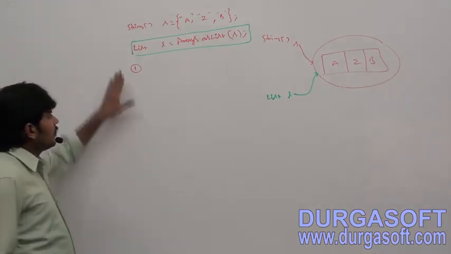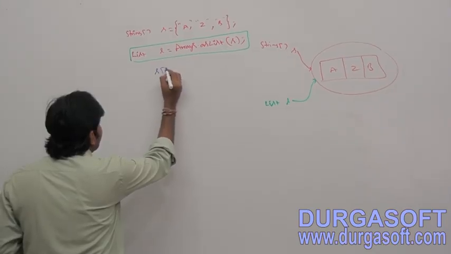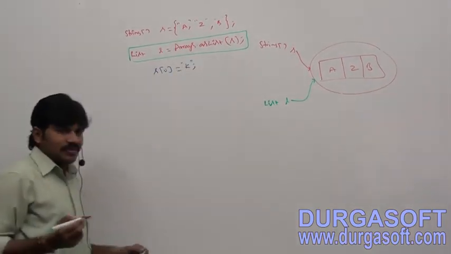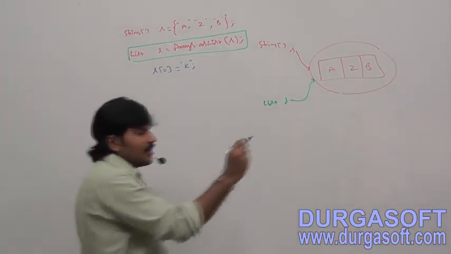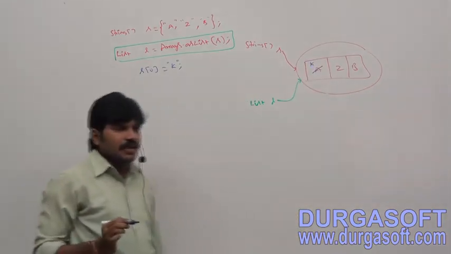Okay, sir, observe this one. Sir, I am taking s of 0 is equal to k. What will happen? This a will be replaced with k.